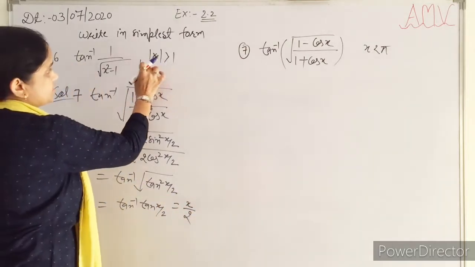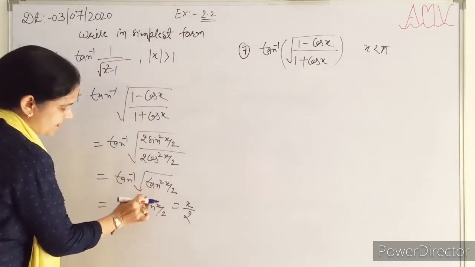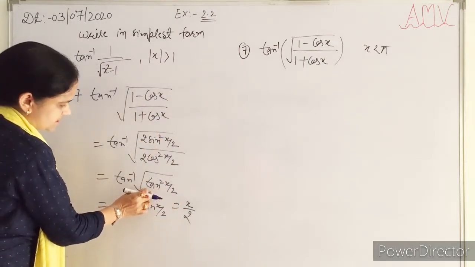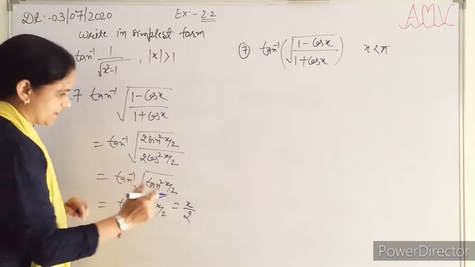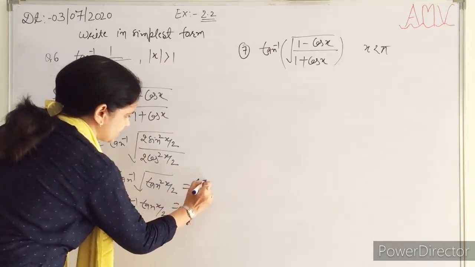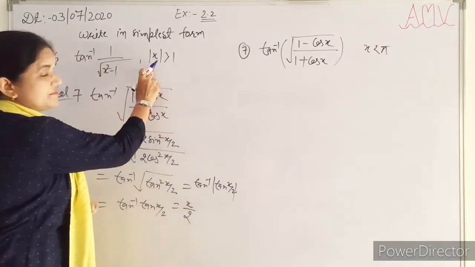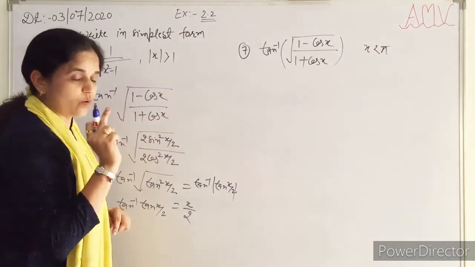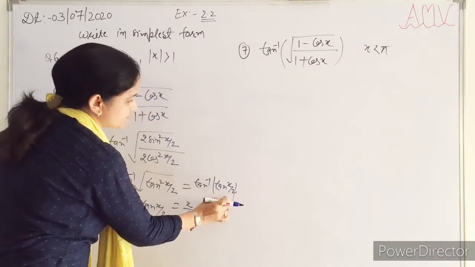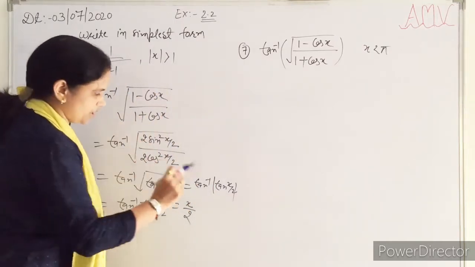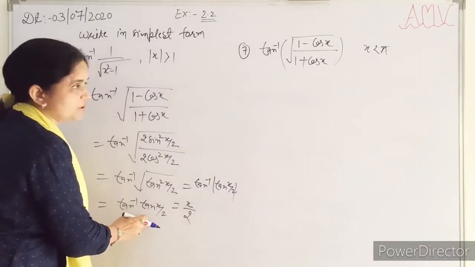The range is given here, students. It means that we have to check whether it is positive or negative. First we write tan x by 2. Here it is given that x is greater than 1, so x by 2 is also greater than 1 by 2. It means it's positive.